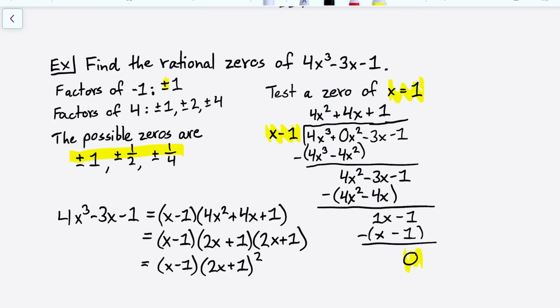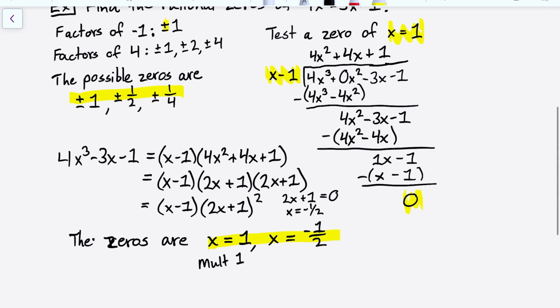So once we had a lead, we were able to use it to simplify our problem and to completely factor the polynomial function. What are the zeros for this function? The zeros are x equals 1 and x equals negative 1/2. This one has a multiplicity of 1. This one has a multiplicity of 2.